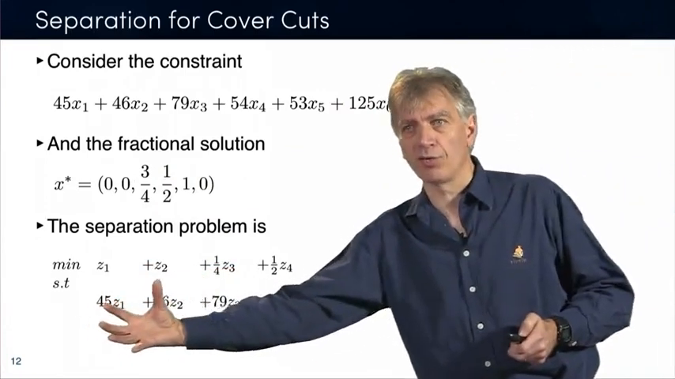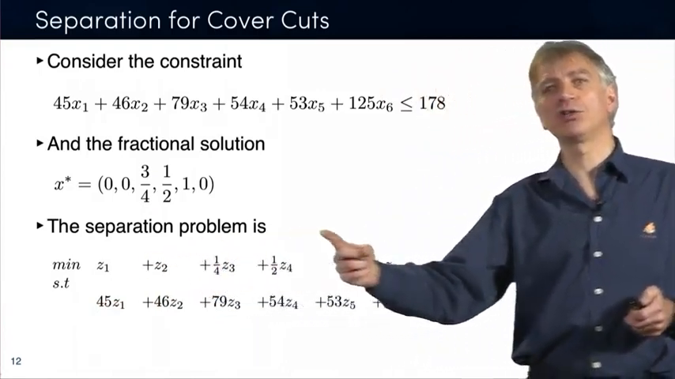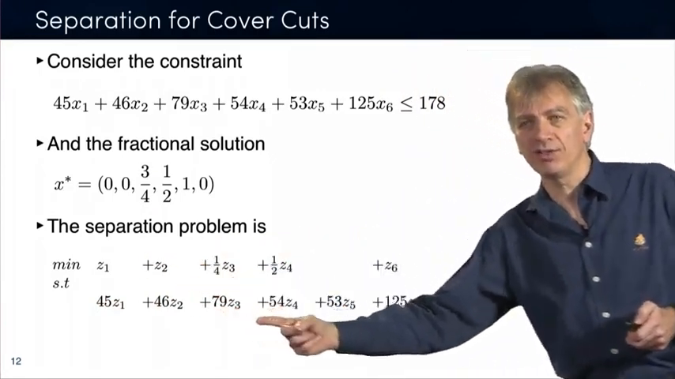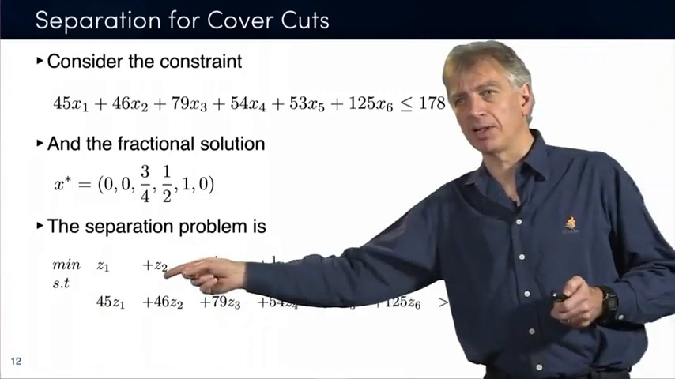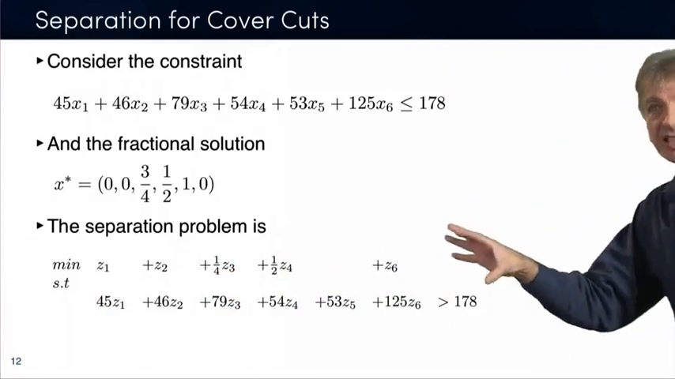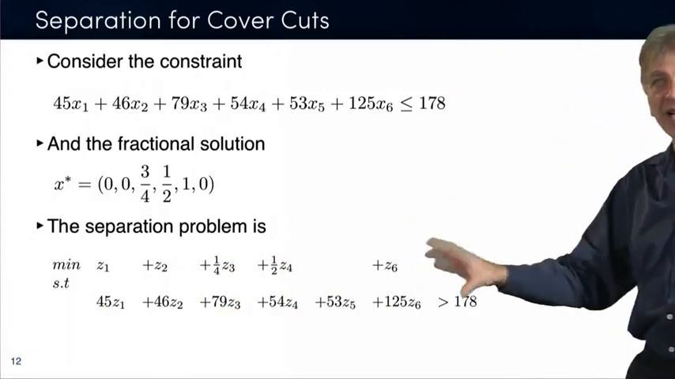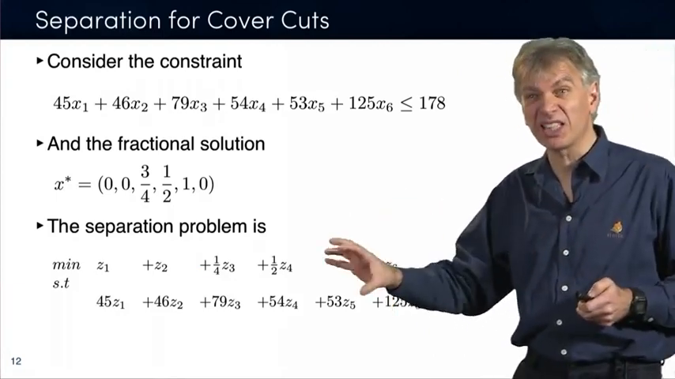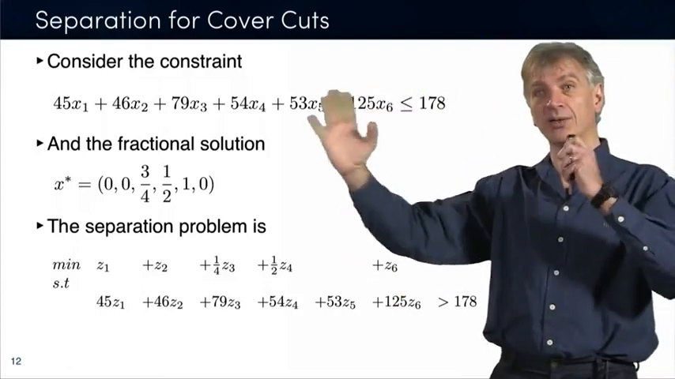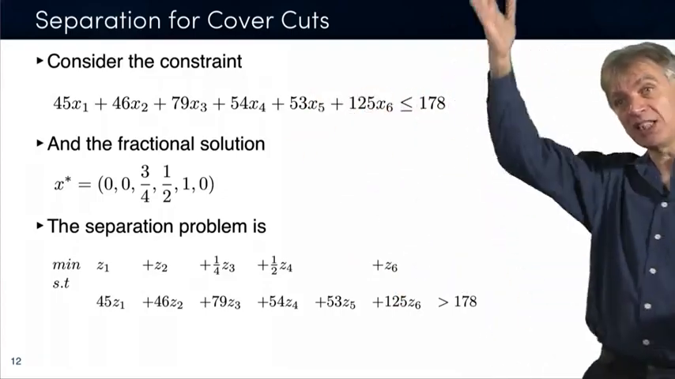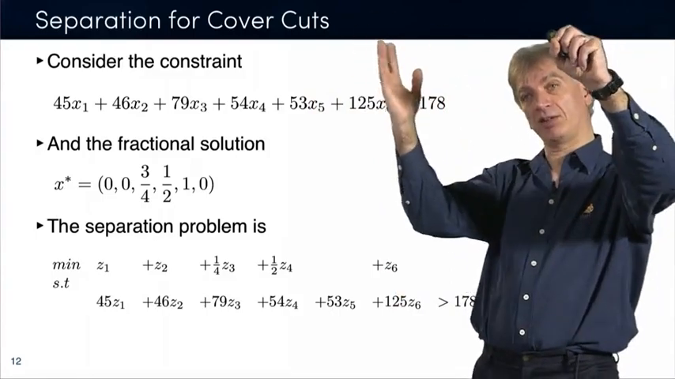And then, of course, you have to have a cover cut. And so you want the choice of the 0, 1 values for the z's to be greater than 178 when multiplied by the coefficients. So essentially this is the MIP program that we have to solve for finding this cut. This is the separation problem. If we find a solution to this, we'll find a cut which separates the solution to the linear relaxation and the convex hull.